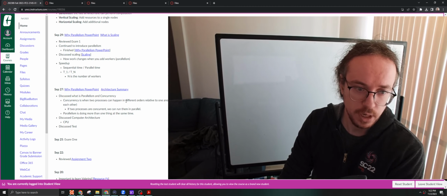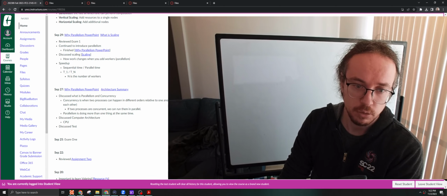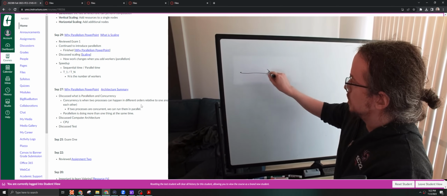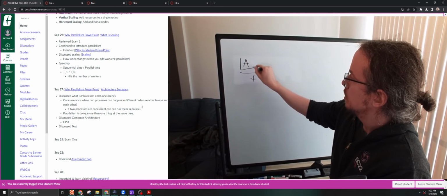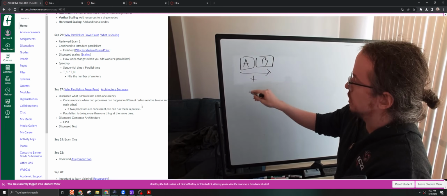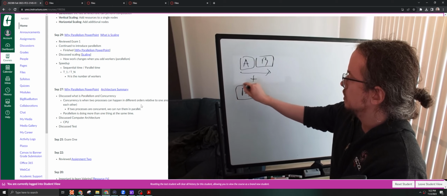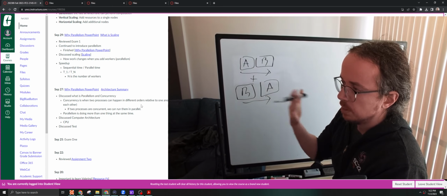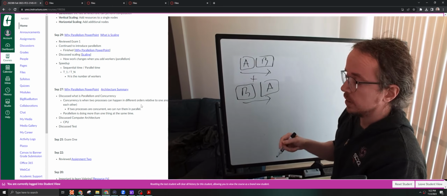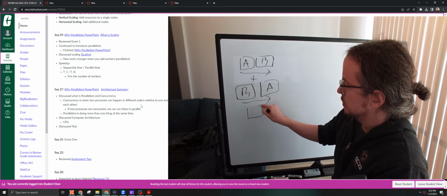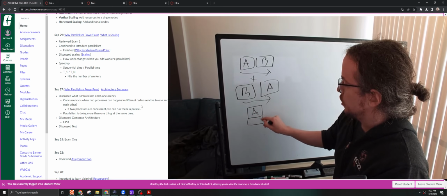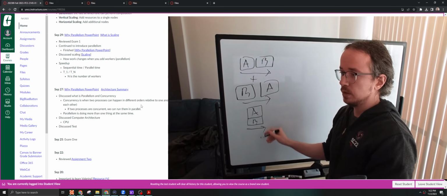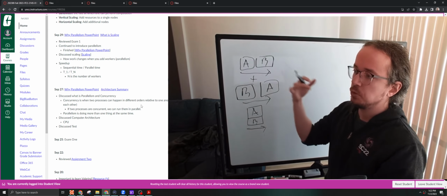Concurrency is when 2 processes can happen in different order relative to each other or independent of each other without changing the outcome. If you have 2 events, A and B on your calendar, and it doesn't matter if you swap them, you swap B for A, then they're concurrent. They have the concurrent property. They can be run concurrently. Parallelism, if you're able to run in parallel, you must be concurrent. And so you can run A and B at the same time. Parallelism is actually doing them at the same time.